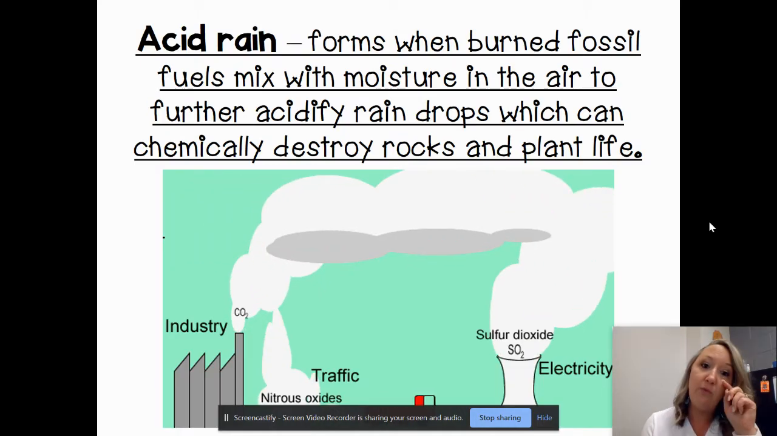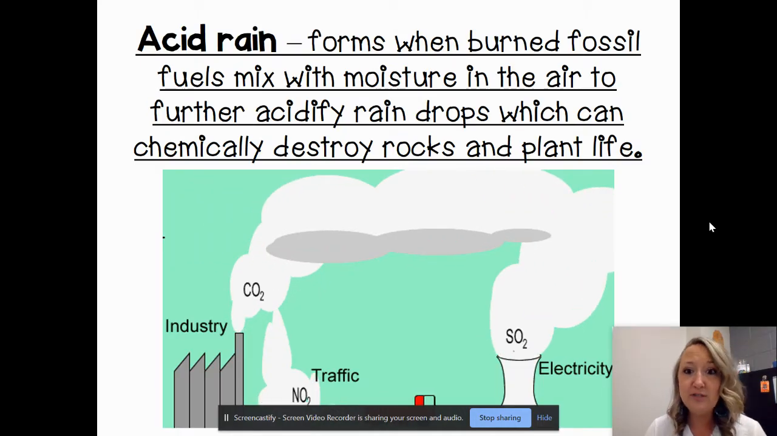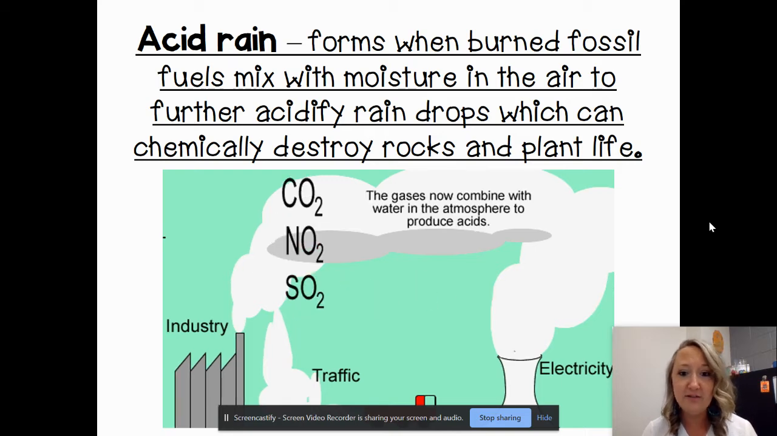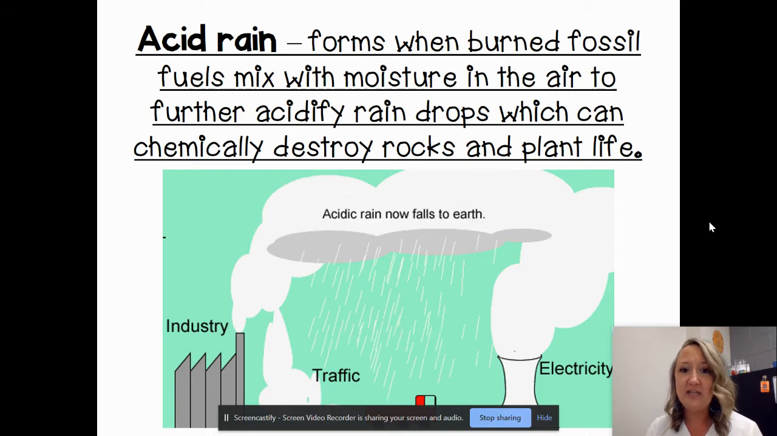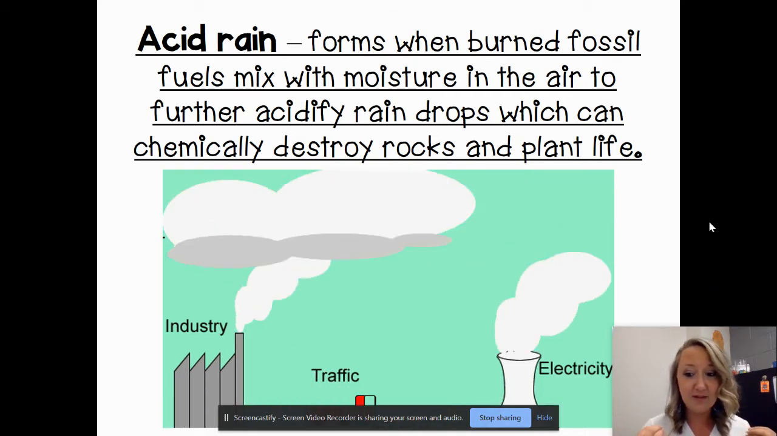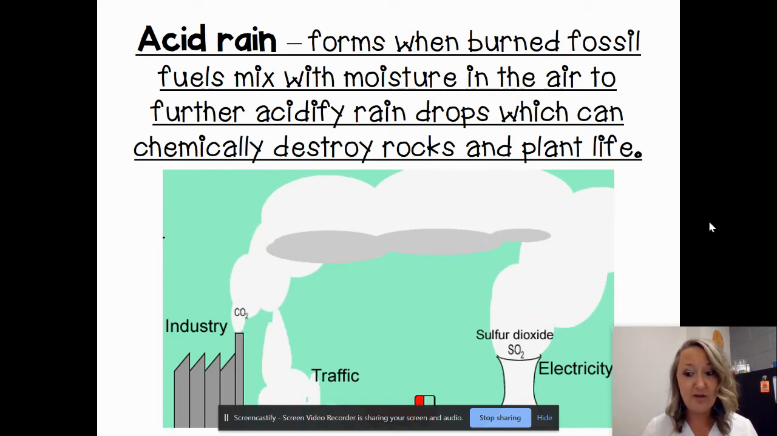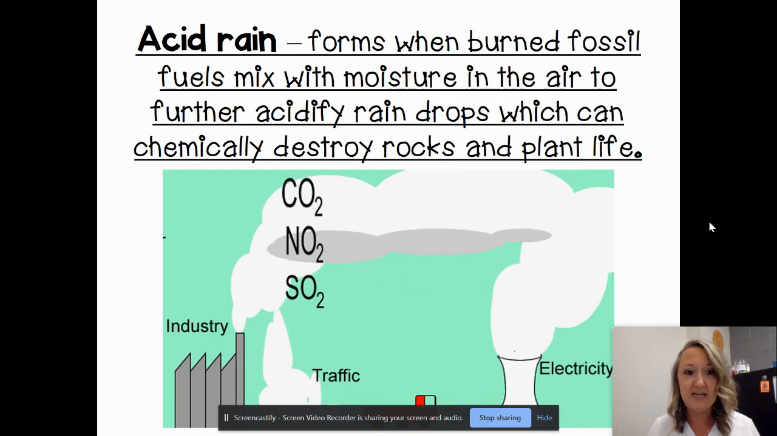Acid rain actually forms when burned fossil fuels mix with moisture in the air or in clouds, and they combine in the clouds with that water, and it produces these weak acids: carbonic acid, nitric acid, sulfuric acid. And so we usually get this when there's a lot of pollution. Well, just like with any cloud, when there's too much condensation, it's going to fall to the earth in the form of precipitation, and then that forms as acid rain, right? So it can chemically destroy rocks and plant life.